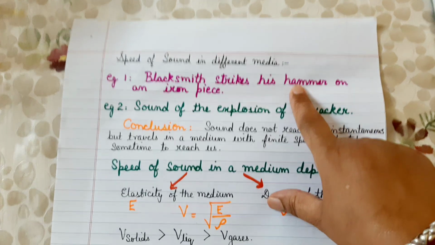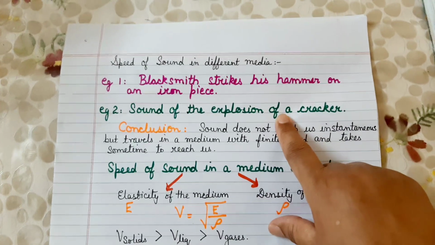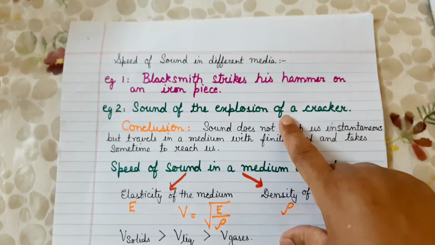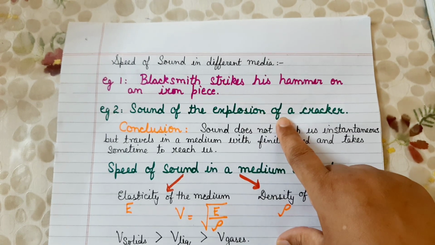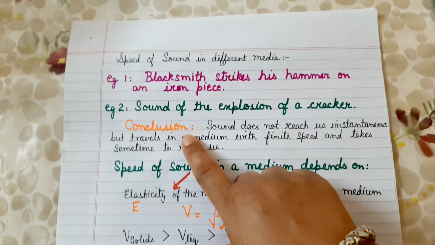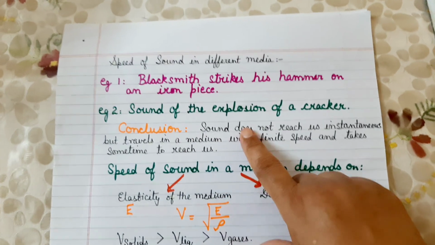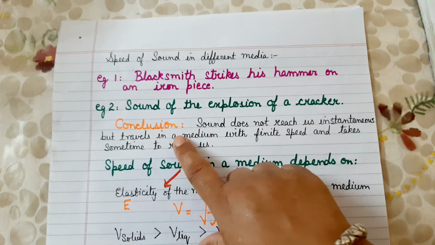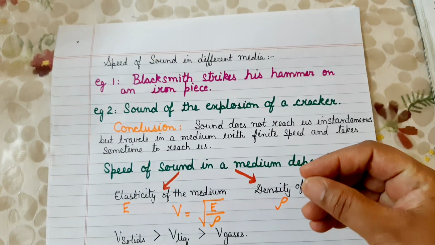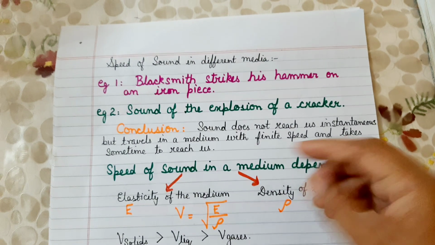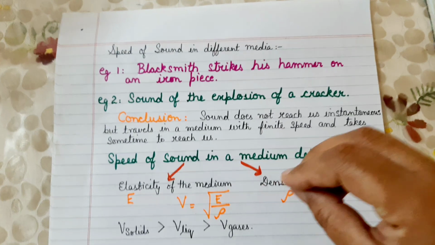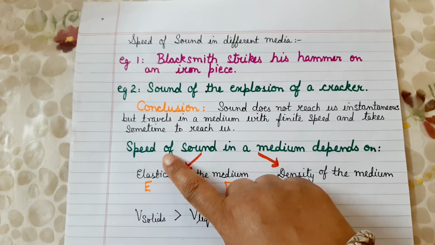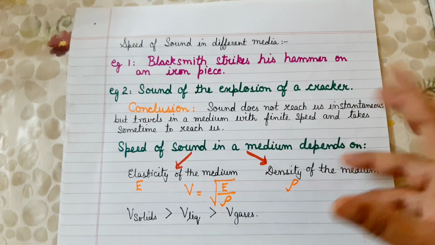You can see the hammer strike before, you can see the sparking of the cracker before, but you can hear the hammer a little later, you can hear the cracker explosion a little later. What conclusion do I draw? I draw the conclusion that sound does not reach us instantaneously, but it travels in a medium with some certain finite speed, and it takes some time for the sound to reach us. Okay, children. Now let us look at the speed of sound in a particular medium.